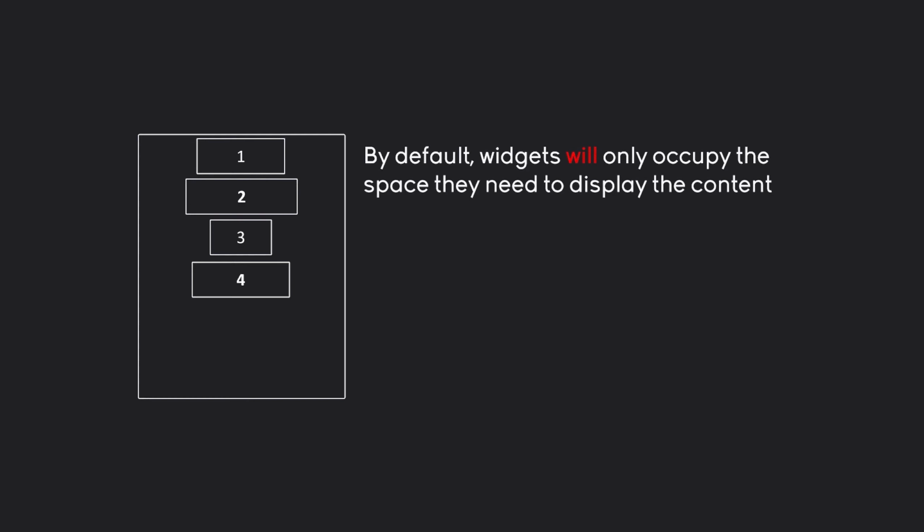For example, here we have another window, and we have a couple of widgets inside. All of these widgets will only occupy the space that they need to display the content. For example, if all of these are labels, we would have the space to cover the space of some text. This is the space the widget is going to occupy. This is actually what we have already seen.